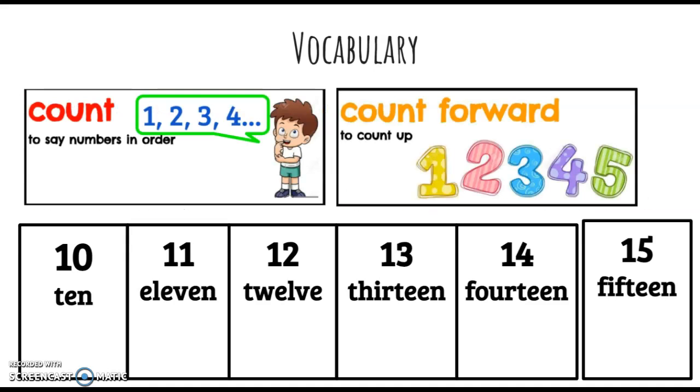Let's go over some vocabulary. So the vocabulary that we have is the word count. Can you say count? And count means to say numbers in order, just like when we count 1, 2, 3, 4. Okay. Another vocabulary we have is count forward. Can you say count forward? Count forward means to count up. Okay. Just like this: 1, 2, 3, 4, 5. Each time you say a different number when you're counting forward, the numbers go up.